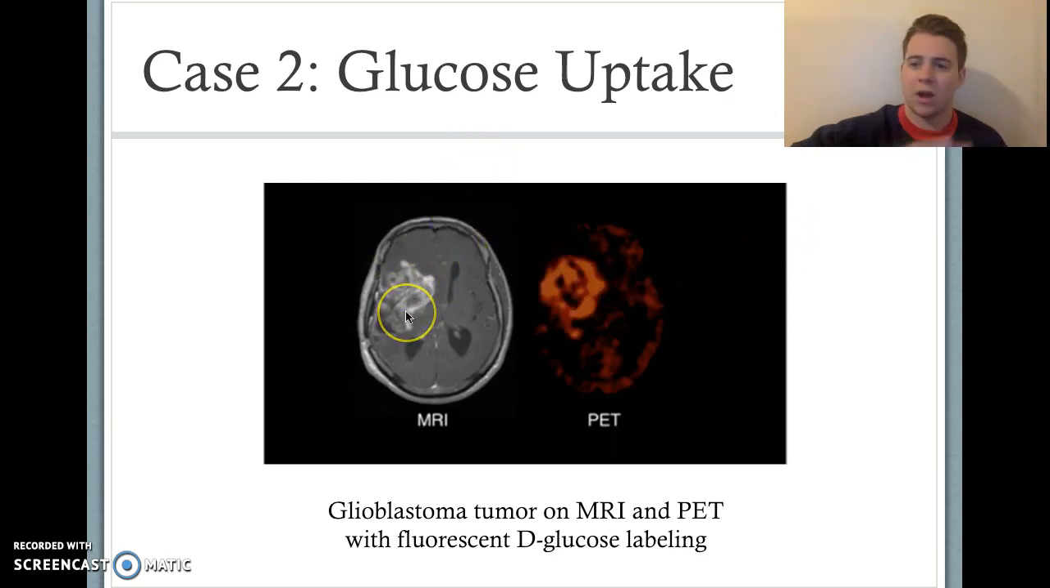The MRI, we're not really going to care that much about because we labeled D-glucose with a fluorescent label, and this shows up on the PET scan. Here on the MRI, this is just fluid accumulation and edema around the tumor. But what we clearly see here is this big bright orange blotch, and that is the D-glucose that has been fluorescently labeled. You can clearly see a difference from the surrounding healthy tissue, and we're going to take a look at why that might be.